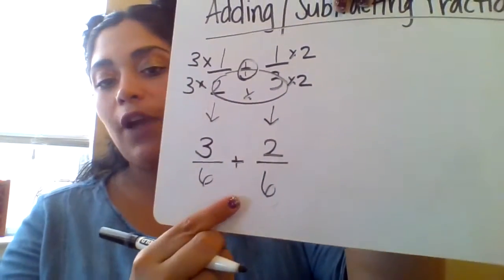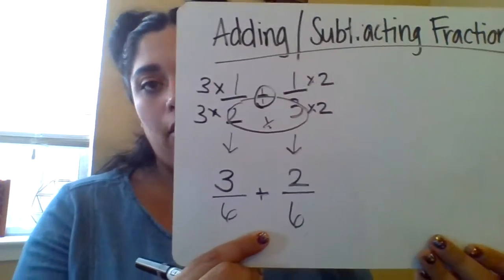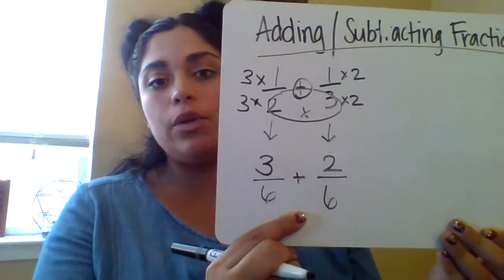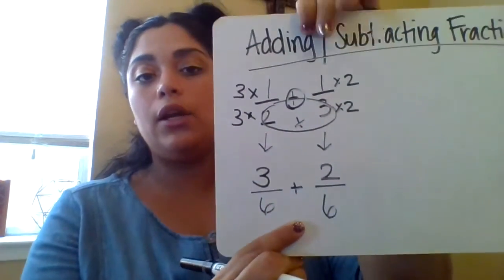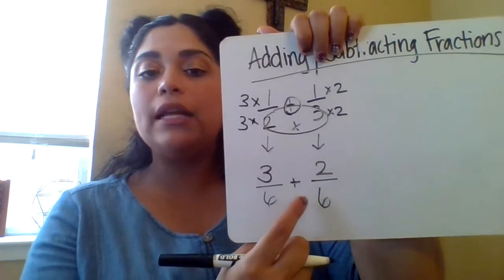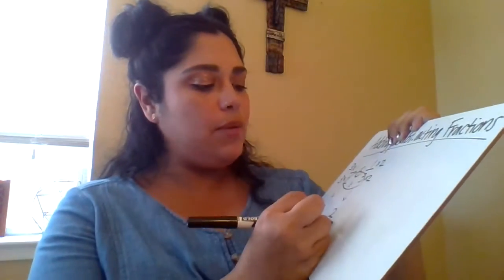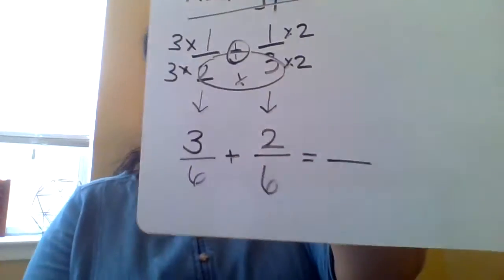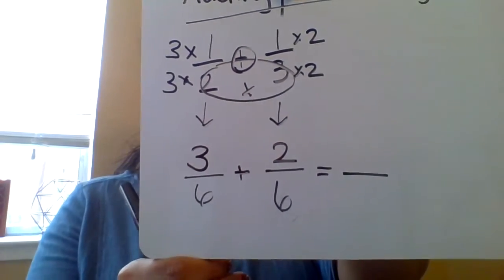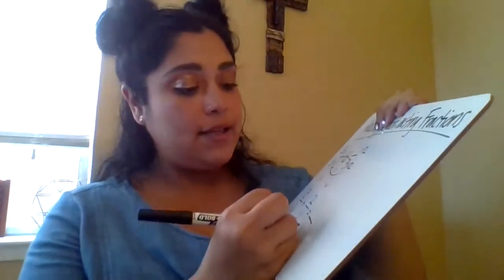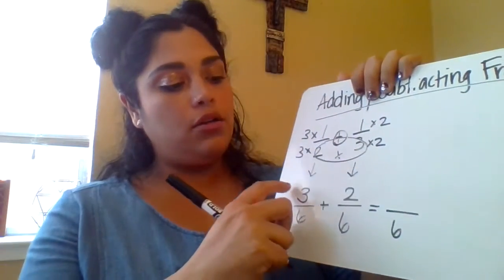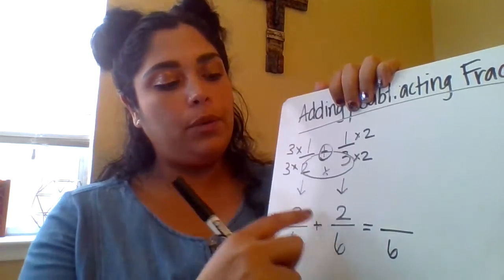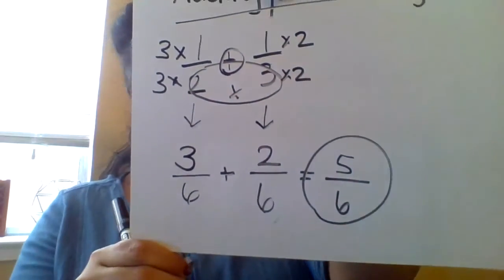Now you look at these fractions. Do they have the same denominator? Yes, which means now you can treat it like a regular equation. When you have the same denominator and you're adding and subtracting fractions, what's going to be my denominator for my answer? You should have said 6. And then we treat the numerators like a regular problem. 3 plus 2 is 5. That's our answer.